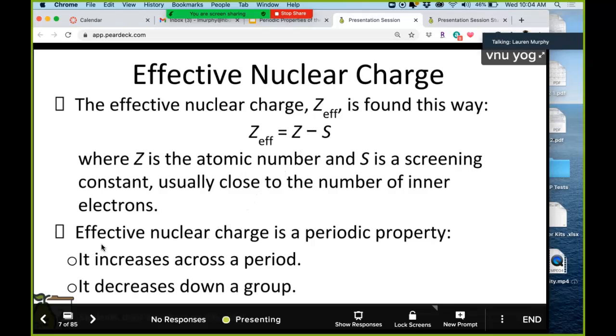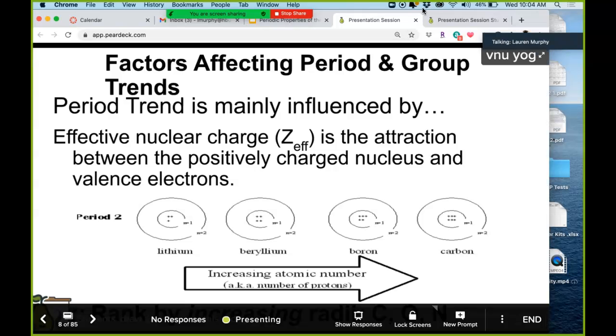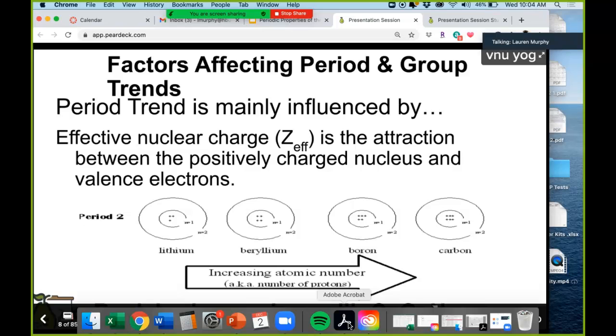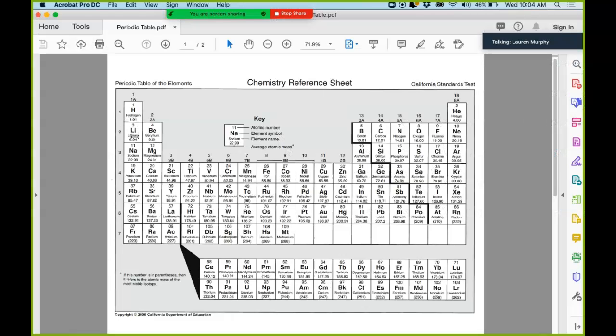And as you go across a period, now remember a period is left to right on a periodic table, the effective nuclear charge gets bigger and bigger and bigger, and we'll talk about what that means. And as you go down a group, the effective nuclear charge actually gets smaller. So let's talk about this. We have four different period 2 elements. If you go on your periodic table, you'll see lithium, beryllium, boron, carbon. I just gave you 4 of them, not all of them.